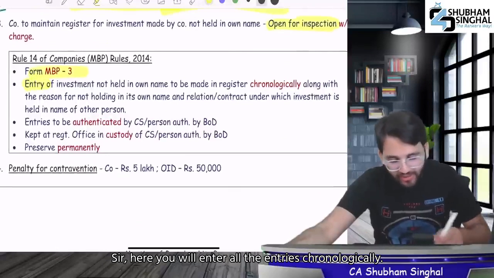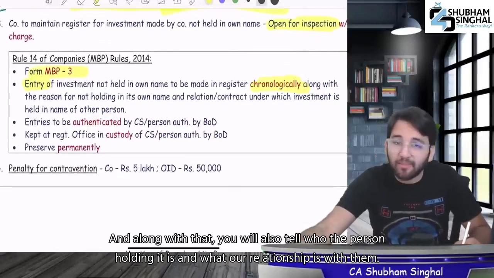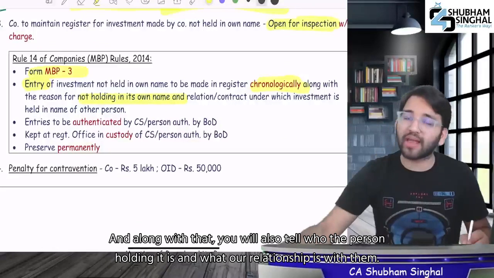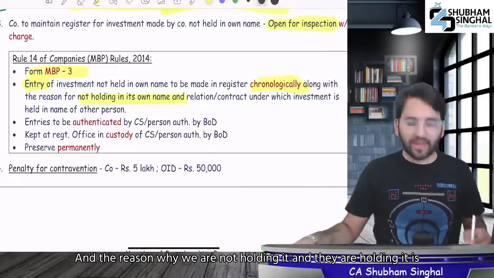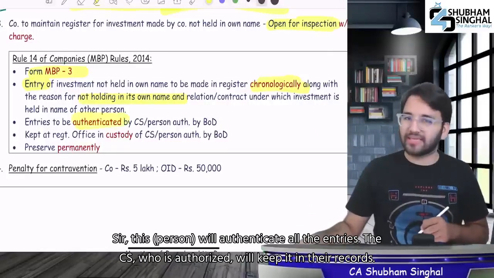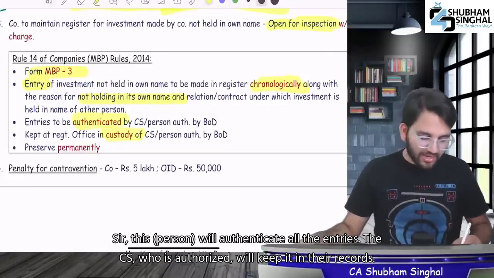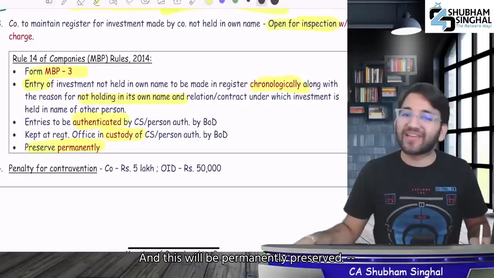Here you will enter all the entries chronologically. And you will also have to tell who the person holding it is and what our relationship is with them, and the reason why we are not holding it and they are. All entries will be authenticated by the authorized CS and kept in their records, and this will be permanently preserved.